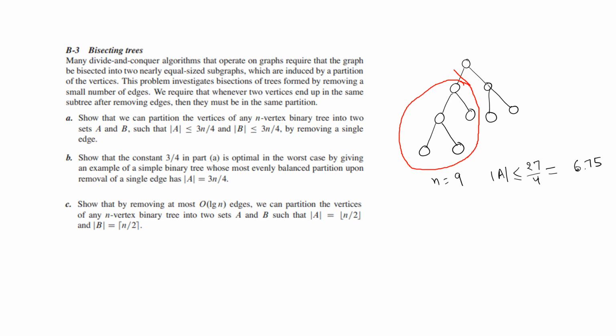So if we bisect it here, we will be left with this connected component with number of nodes equal to 5, and this other connected component with number of nodes equal to 4. So both 5 and 4 are less than 6.75. Like this, we have to prove that in any generic n vertex binary tree, we can just remove one edge and the two parts will each have number of nodes less than or equal to 3n by 4. So that is what we have to prove in part A.